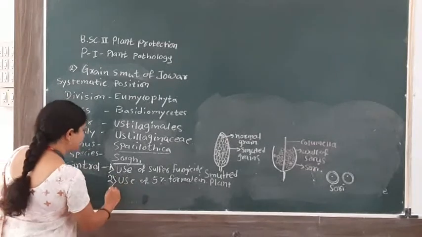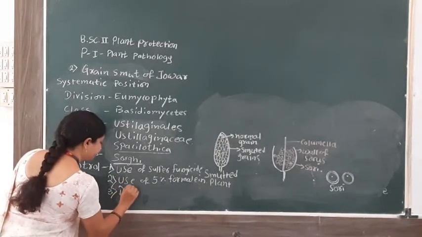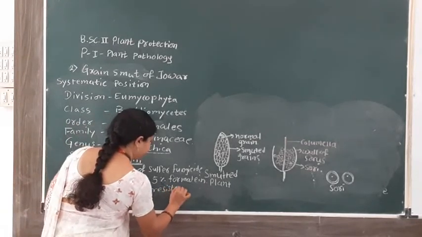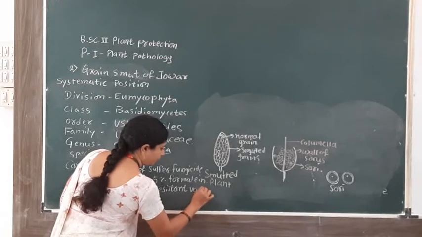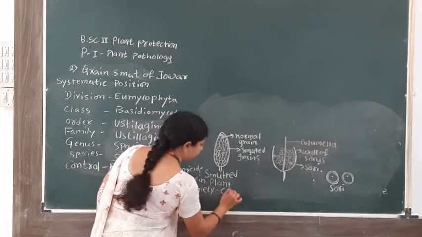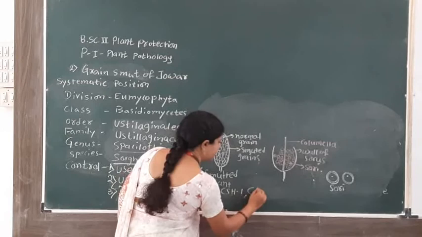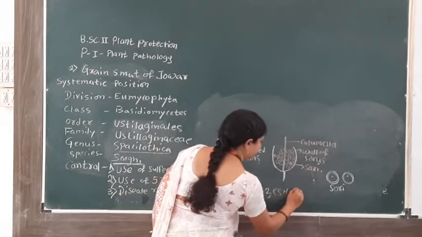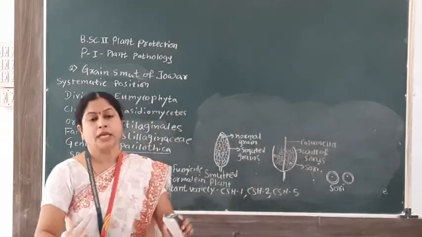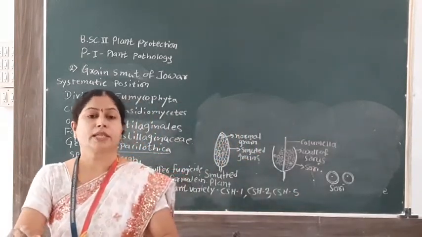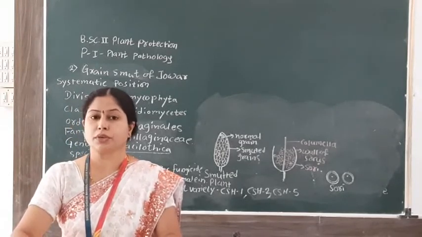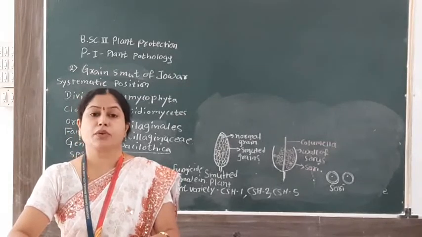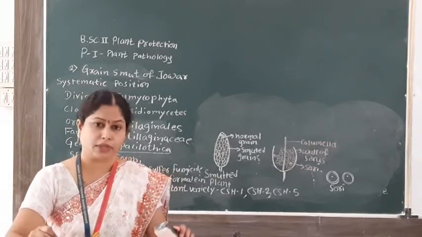Next is use of disease resistant varieties like CSH1, CSH2, CSH5, etc. And clean cultivation and crop rotation are some of the control measures to get rid of this disease. The next disease we are going to study is tikka disease of groundnut.